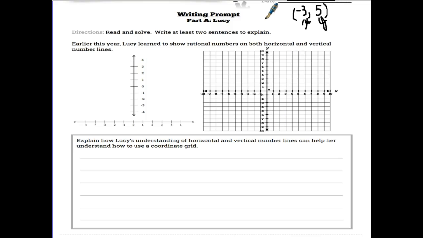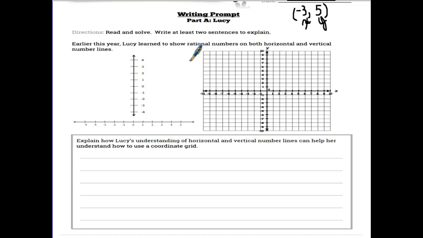Keeping in mind that I expect to see in your writing coordinate points, x, which goes on the horizontal number line, and y, which goes on the vertical number line. And how understanding how to use these two number lines first helped you to be successful with using a coordinate grid.